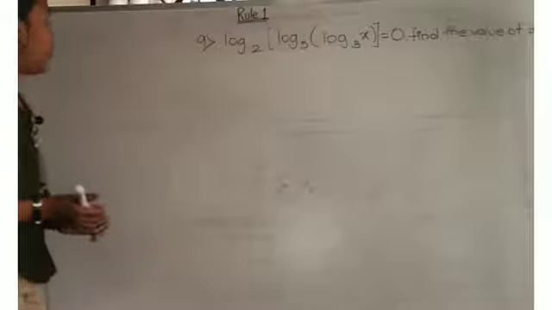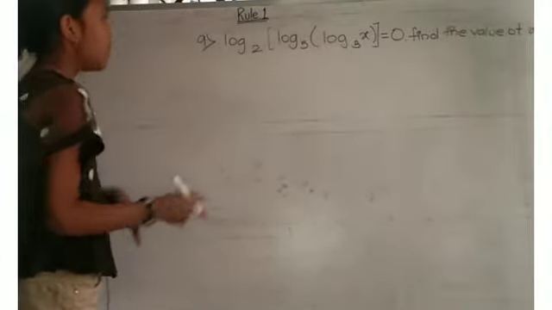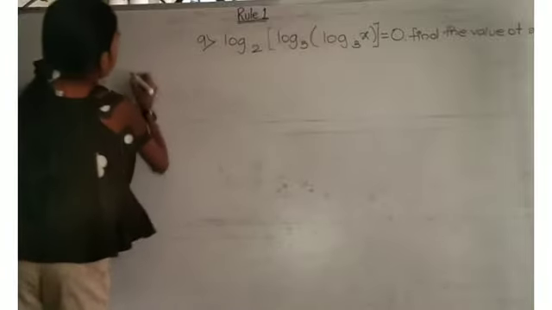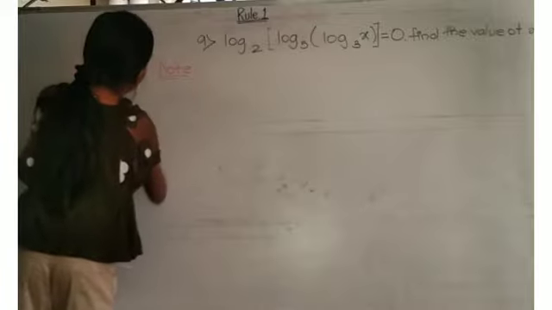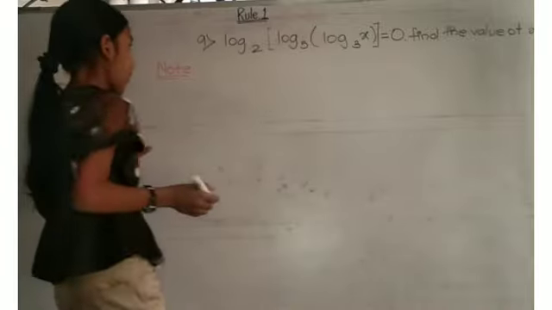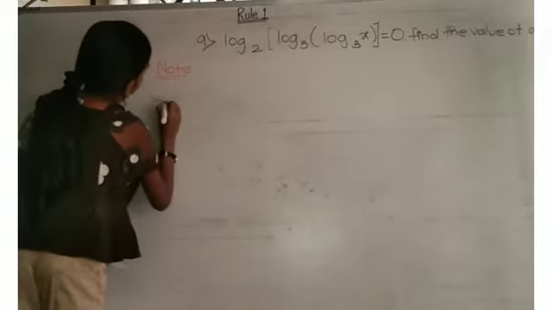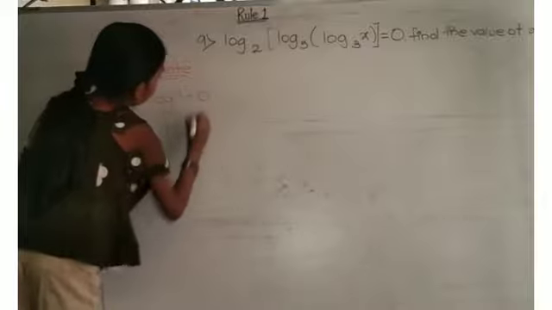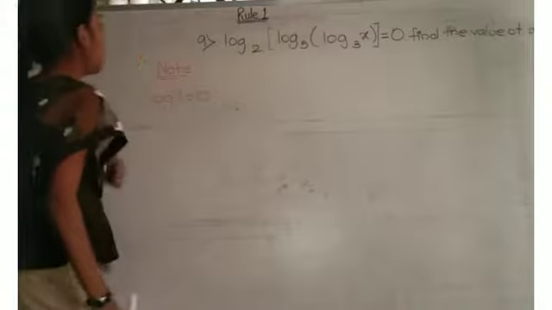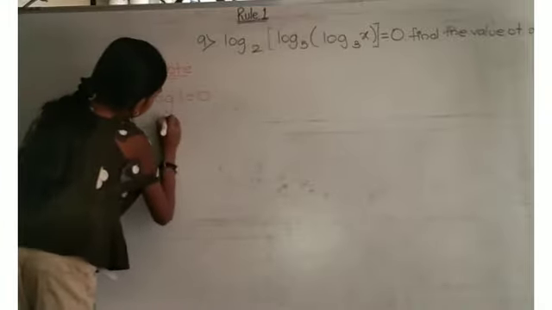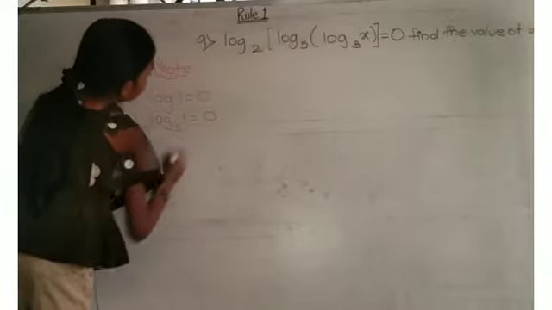This is our next problem. And this I have done some time before. So note down the formula which I am telling to you. The formula is, note down that log 1 is equal to 0. But here the base is 2. So we can also write it as log 1 base 2 is equal to 0.